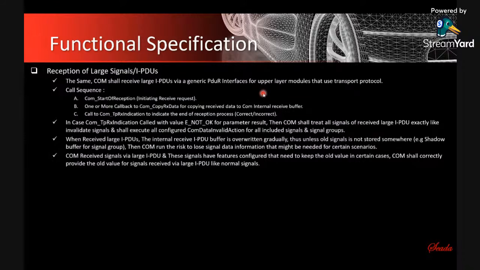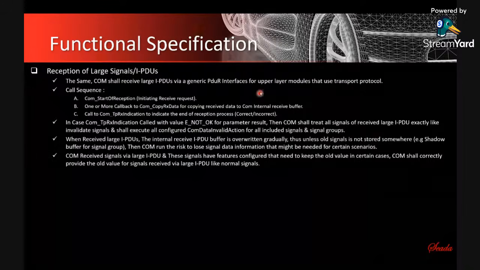If it doesn't return you E_OK in TB receive indication, this means that the Com shall treat these signals with a large IBDU exactly like an invalidated signal. It will apply the invalidation value at this point of time. Okay, and the data in this buffer will be overwritten gradually when you receive this data. So if the whole data is not received and TB returned not okay, then it will treat it as invalid data. Either it notifies the application, or it replaces the data with the init value.